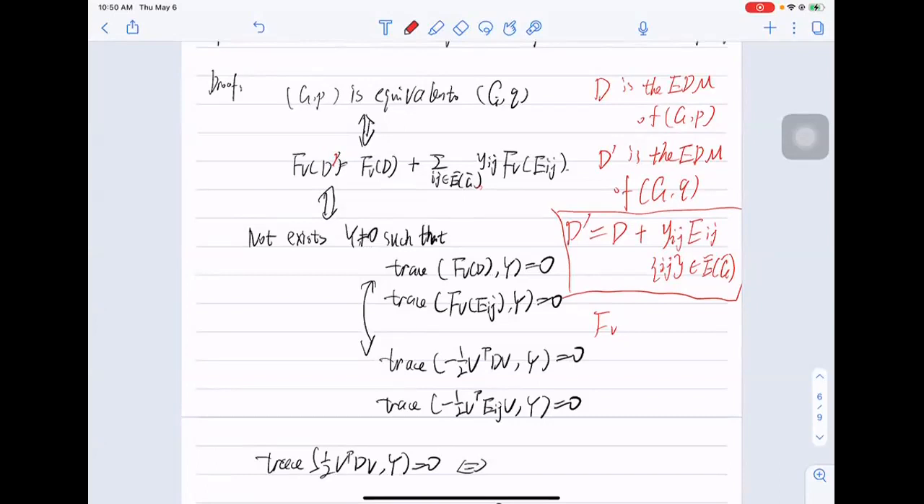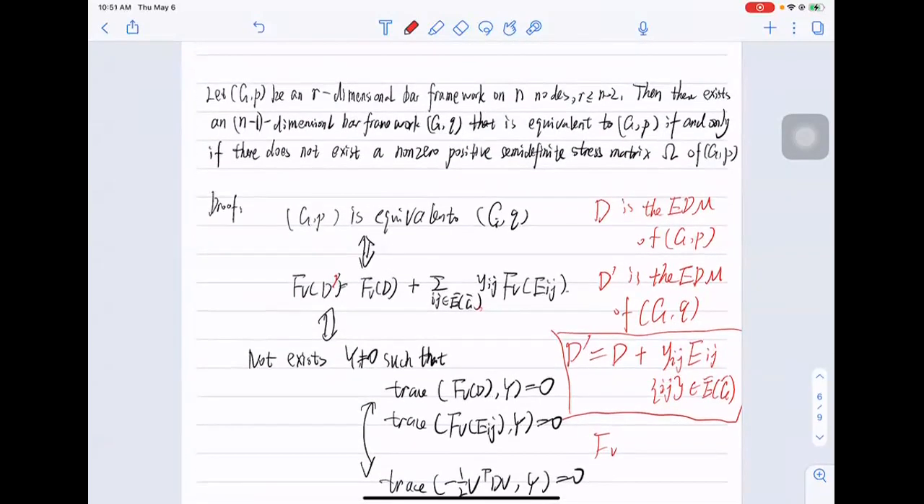Just scroll up to the statement you wrote just above. Yeah. So for the universal rigidity statement, instead of saying then there exists an n-1 dimensional bar framework, you want to write the negation of it. You want to say there does not exist an r+1 dimensional bar framework, if and only if there exists a non-zero positive semi-definite stress of a certain rank. Yeah, minus r-1, I guess.